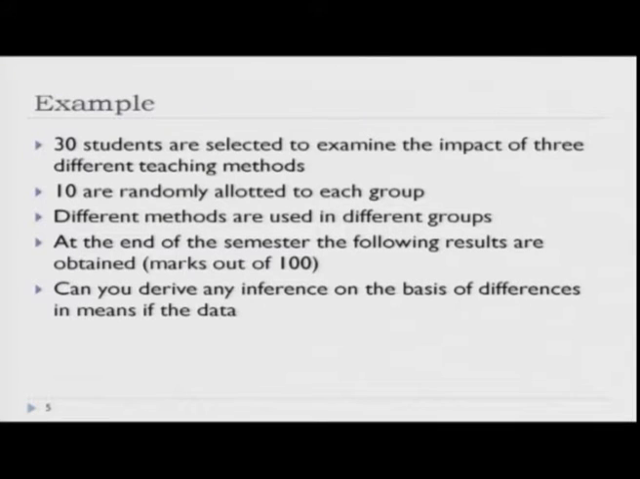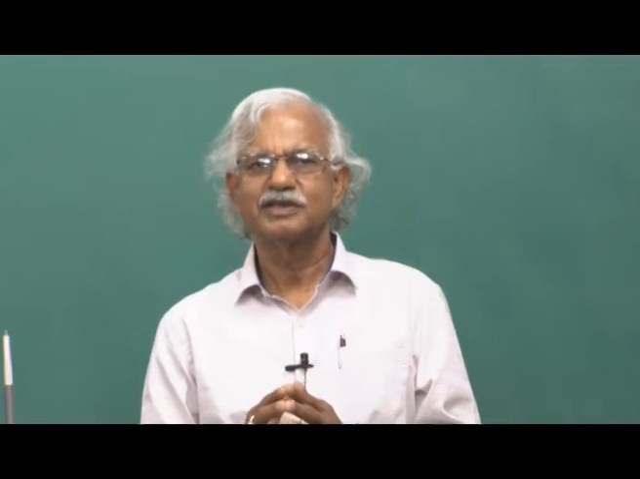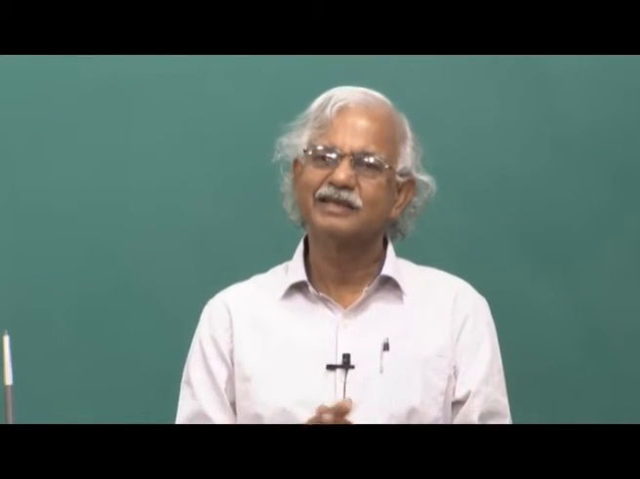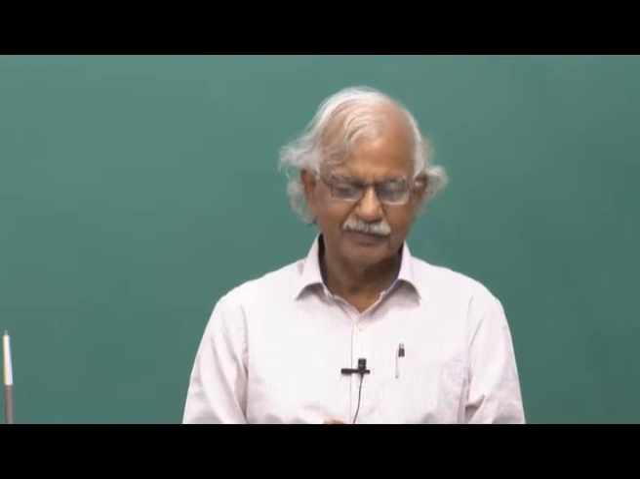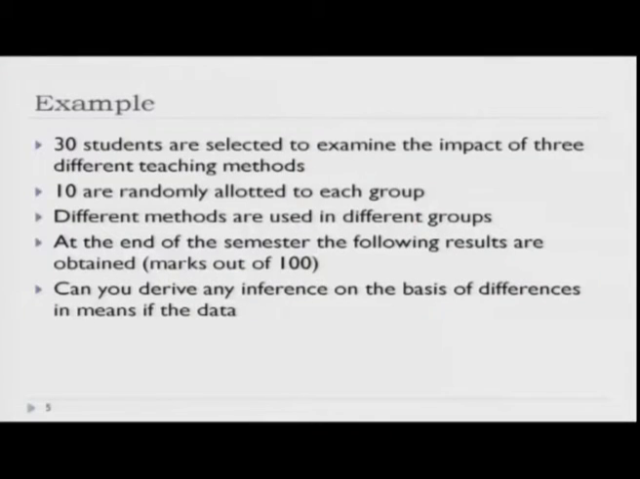Example. We begin with an example of a situation in which one way, simple analysis of variance is used. It is simple one way because there is one dependent variable and there is one independent variable. The example is this, that there are 30 students who are selected to examine the impact of 3 different teaching methods. 10 are randomly allotted to each group.